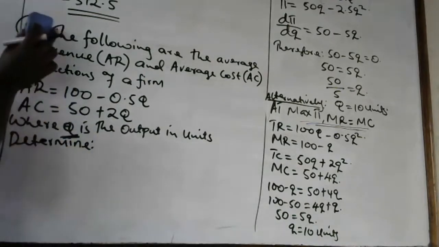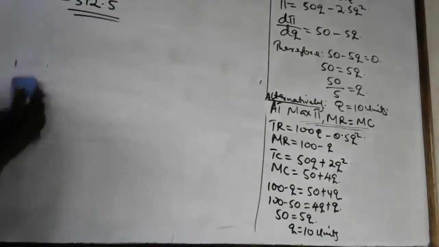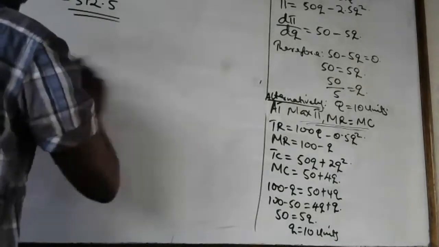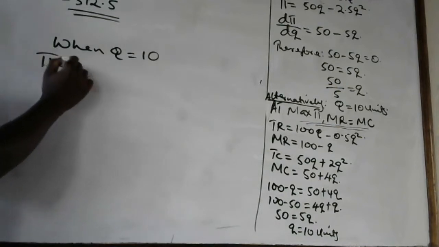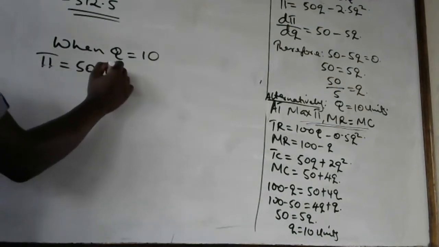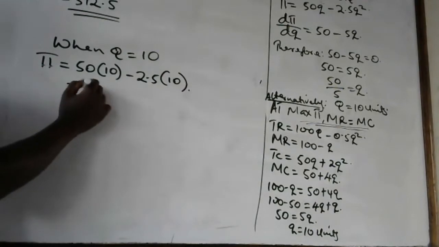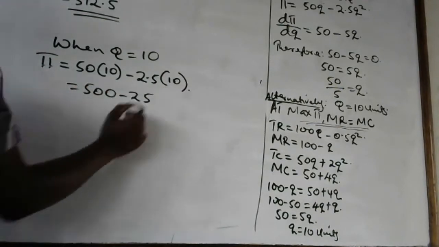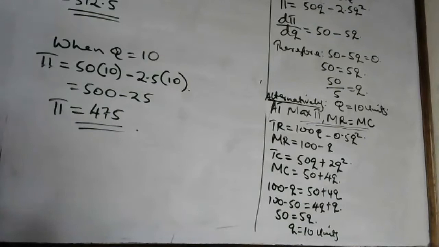So, let me use this part. When Q is equal to 10, the total profit will be equal to 50 times 10, minus 12.5 times 10. In this case, you find that 500 minus 25, which will be equal to 475. Profit will be equal to 475. That is enough to earn you 10 marks.